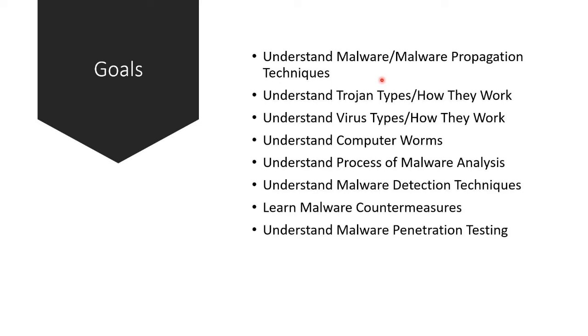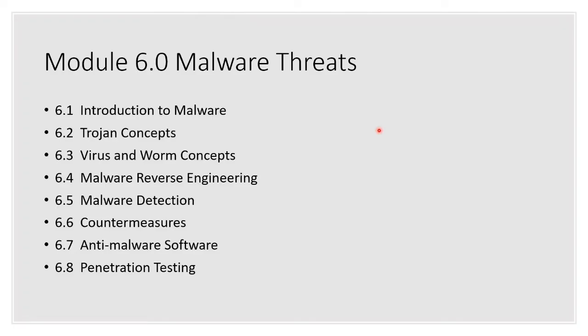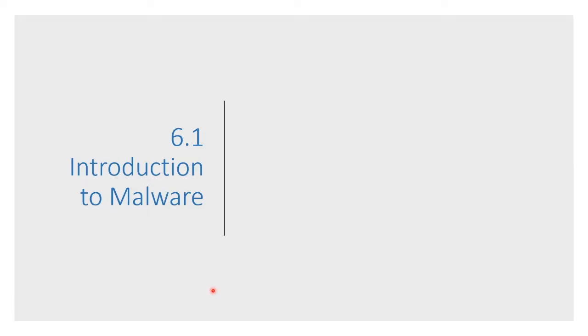We have some goals: that you can understand what malware is and its propagation, understand what Trojans and viruses are and how they work, understand computer worms, and understand the process of malware analysis and detection techniques, and some countermeasures, and using malware in pen testing. So here's what we're going to talk about: introduction to malware, Trojans, viruses and worms, malware reverse engineering, malware detection, countermeasures, anti-malware software, and using it in pen testing. So, starting with an intro to malware.